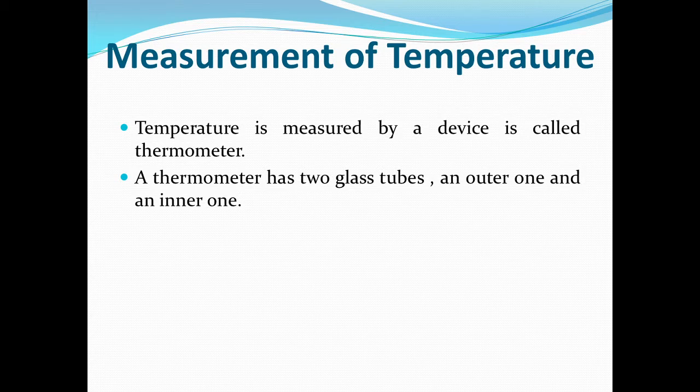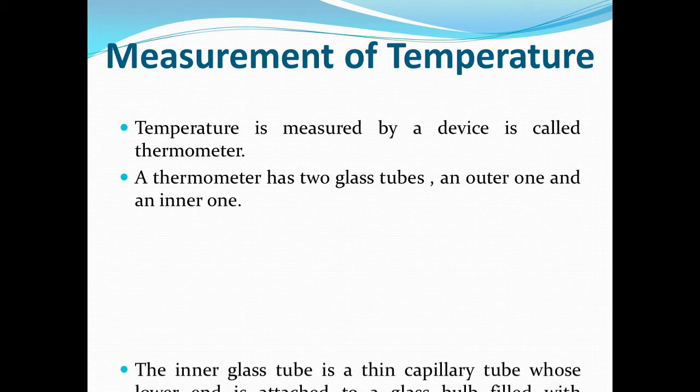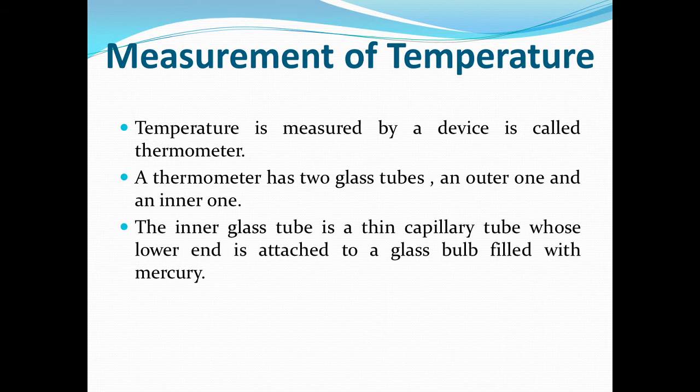A thermometer has two glass tubes, an outer one and an inner one, placed one inside the other, and a glass bulb. The inner glass tube is a thin capillary tube whose lower end is attached to the glass bulb filled with mercury. When the glass bulb is placed in anything hot, mercury in the inner capillary tube expands and rises. The shining mercury is visible through the outer glass tube graduated with markings. The height of the mercury column gives the temperature of the body.